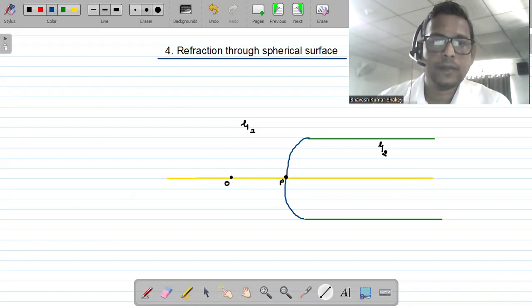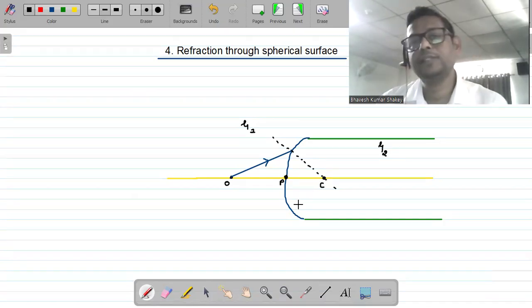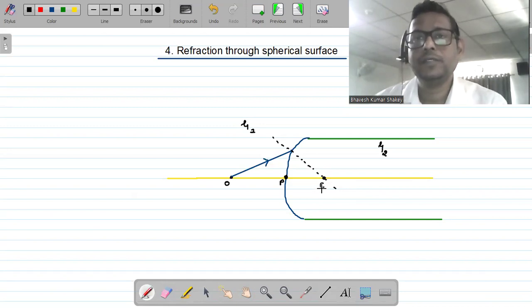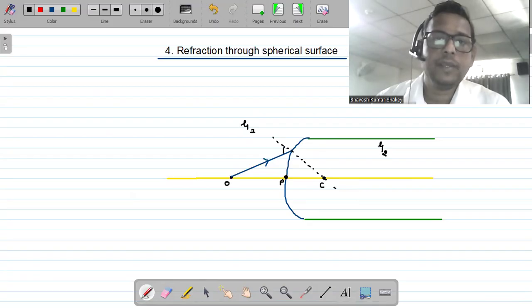There is a light ray which comes from the object, and let's say it is incident at this point here. This is an incident ray, and let's draw a normal at this point. This is a normal. This normal will pass through the center of curvature of this spherical surface. This C denotes the center of curvature of this spherical surface, and this angle i is the angle of incidence.